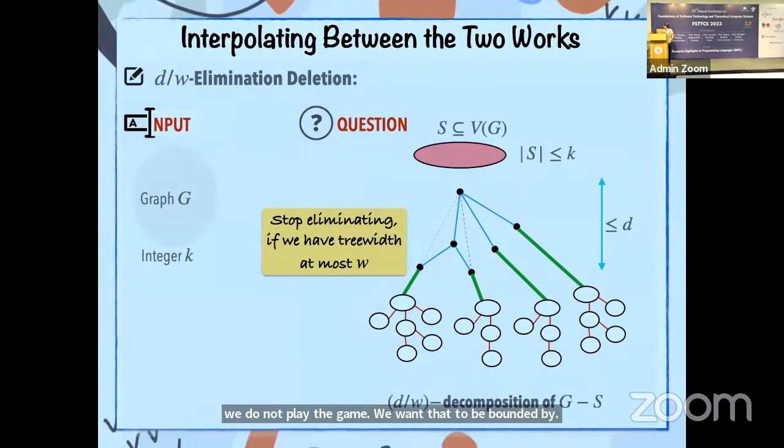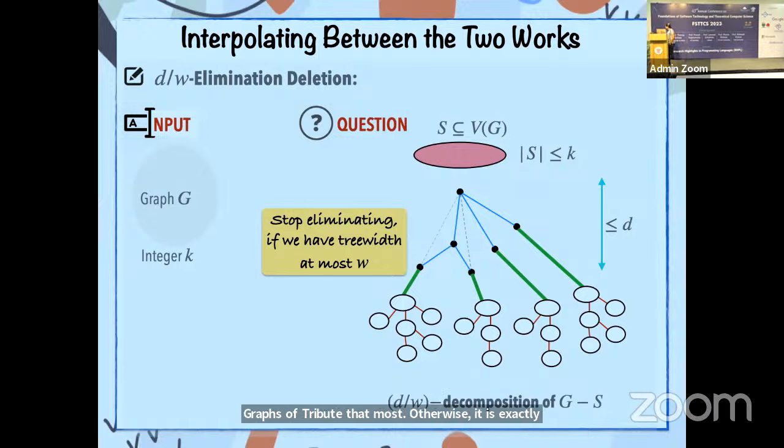Note that this kind of decomposition has, in recent times, been in fashion, and there are a lot of results relating to such structures. So yeah, this is the problem. Essentially, we stop eliminating once we reach graphs of treewidth at most w. Otherwise, it is exactly the same.